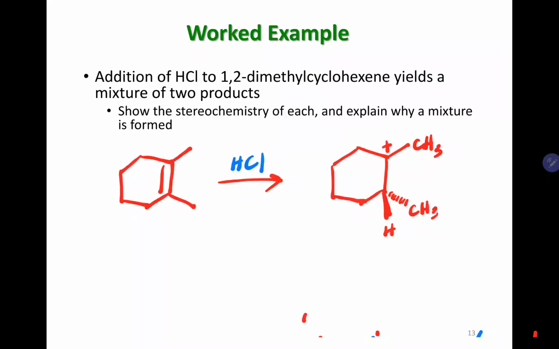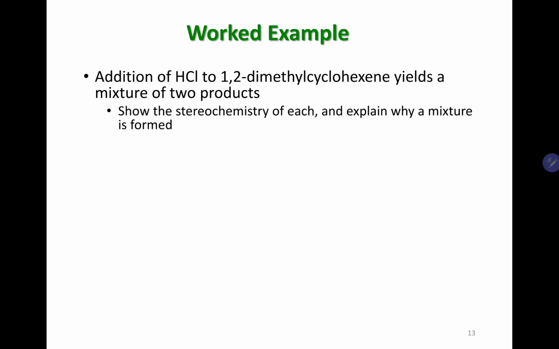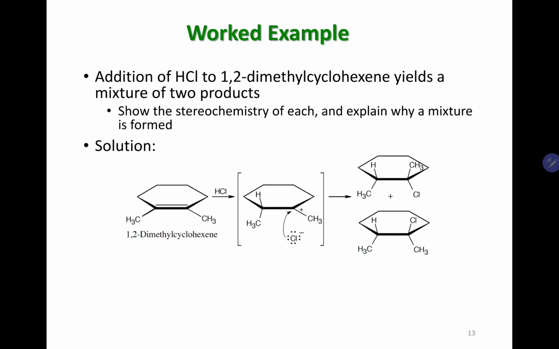And then we also have chloride ions in the medium, and the carbocation is an open cation, which means both the top side and the bottom side are open, so chloride can attack either from the top or the bottom, giving you two different isomers. That is why you get two different products for the addition reaction of HCl to 1,2-dimethyl cyclohexene. So here is the answer.